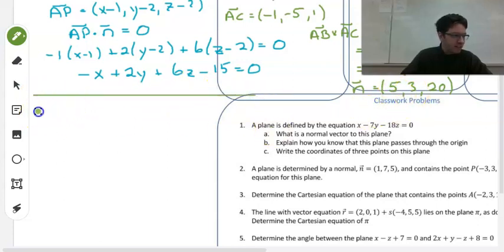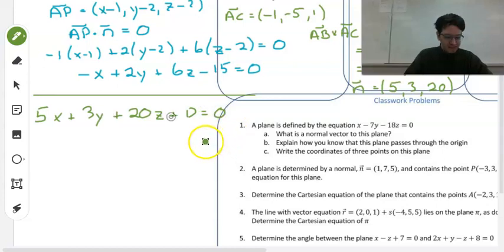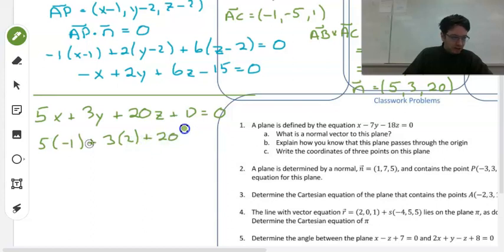So our normal gives us 5x plus 3y plus 20z plus d equals 0. And since we know a point, let's use point A, I guess. We can use 5 times negative 1 plus 3 times 2 plus 20 times 5 plus d equals 0. Solving for d, we get d equals negative 101.